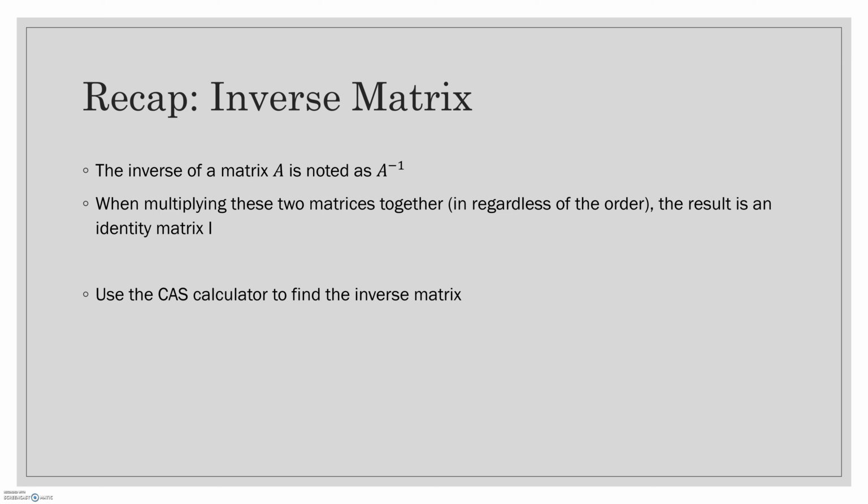Now, at this stage, because you're just in year 11, the only way to find the inverse matrix is to use your CAS calculator. All you need to do is type in that matrix with all the numbers listed, and then use the power and input -1 as the power. And basically, the CAS calculator is going to tell you the inverse matrix. Now, you'll be working on finding the inverse matrix of 2 by 2 later in year 12, but definitely not now.